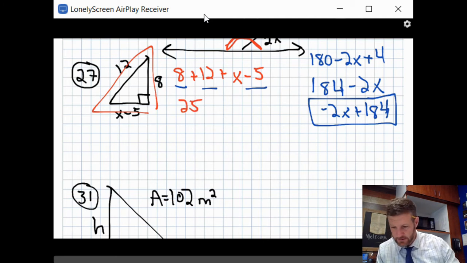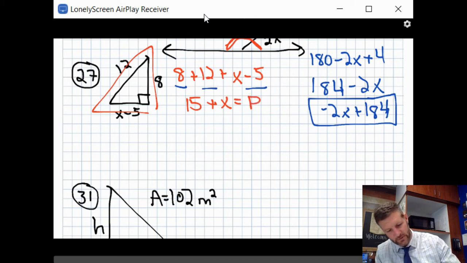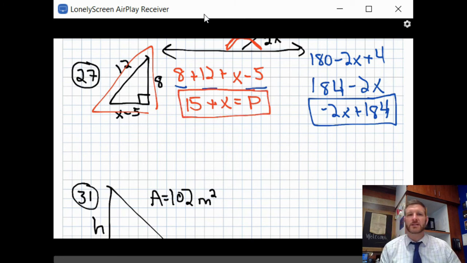let's see, where are we? 27. 8 plus 12. Oh, I'm sorry. 8 plus 12 minus 5. There we go. Saw something going wrong there. Talk louder when I make a mistake. 8 plus 12 is 20. 20 minus 5 is 15. So 15 plus x is equal to my perimeter. Just checking my answer. That is correct. So notice the x is still part of my answer. And again, you're just adding up the sides, in this case, to find perimeter.